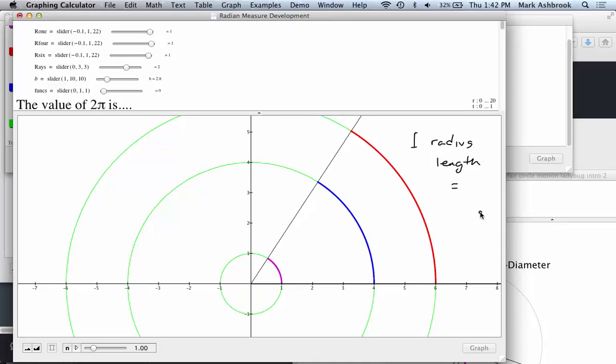So if it's 1 radius length cut off by the rays, then what angle is that in radians? 1 radian. Agree with that? That's how we define radians: the number of radius lengths cut off by the rays.